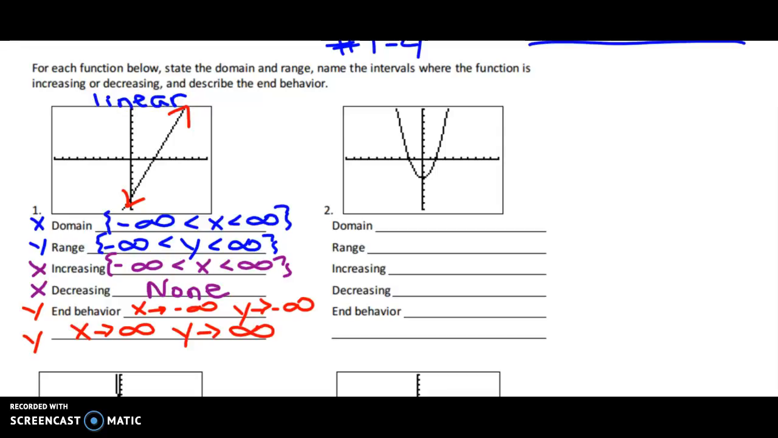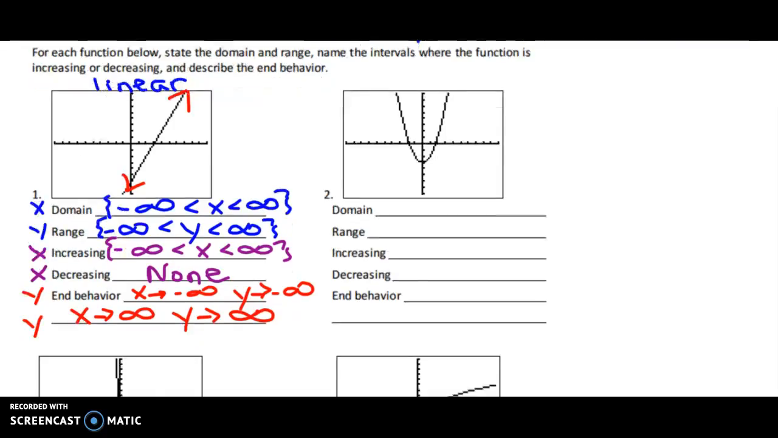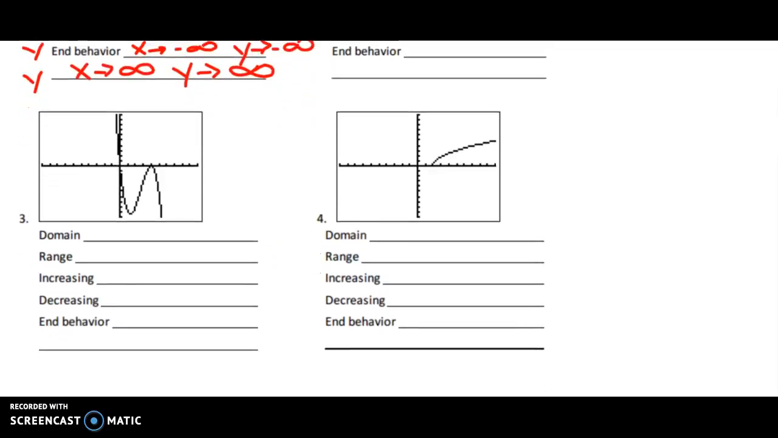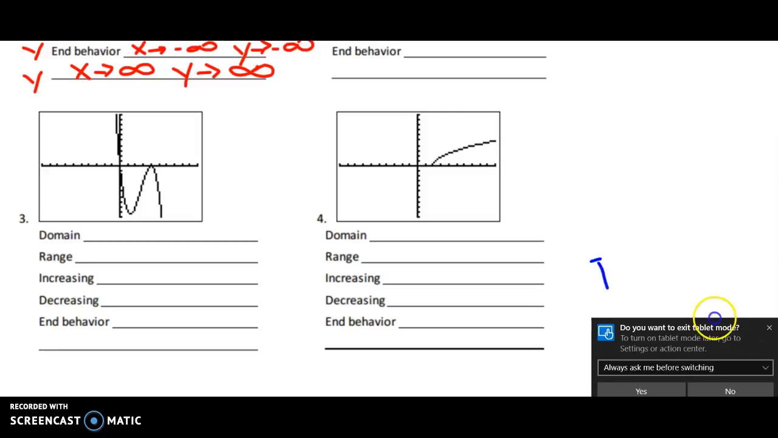All right, so I'm going to have you work on number 1 through 4 as much as you can today. Turn that in when you're done. Whatever you get finished, turn it in. No matter what, even if you get to number 3, I want you to turn this in today.